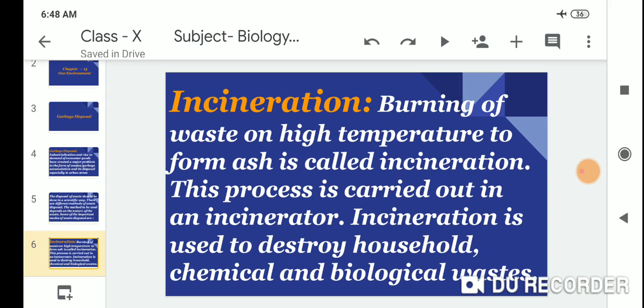Incineration is used to destroy household, chemical and biological wastage.